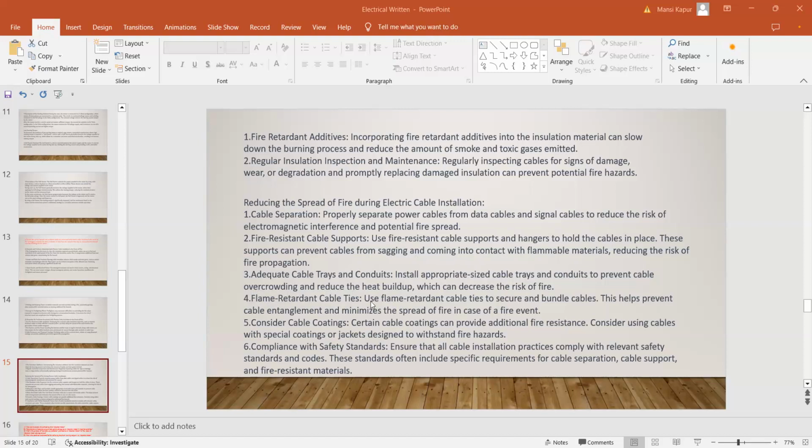Flame resistant cable tie. So they are saying you can use flame resistant cable ties also. Consider cable coating. Certain cable coating can provide additional fire resistance. Consider using cable with a special coating or jacket designed to withstand the fire hazard. So all these methods you should keep in mind when you are installing, so that if there is any fire, it will not propagate from the electrical wires.